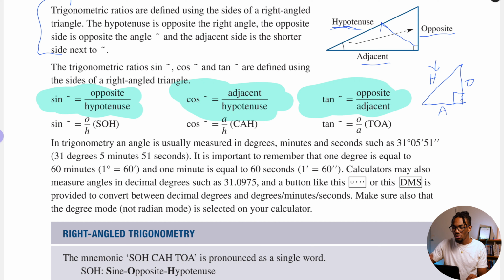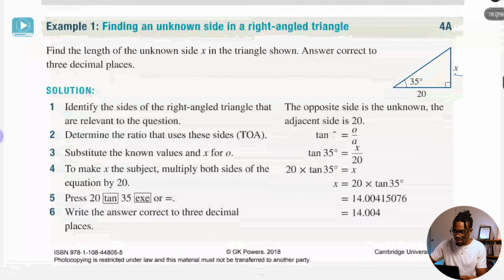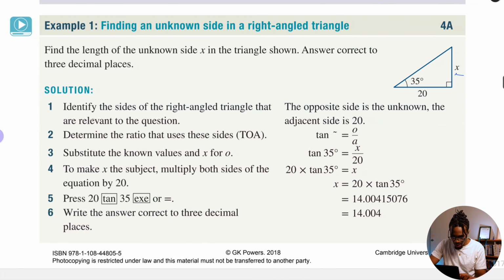So it's opposite the right angle. What about opposite? The opposite side is opposite the angle, right? An adjacent side is the shorter side next to the angle. Okay, that makes sense now. Come back to here. Okay, so we understand, right? Identify the sides in the triangle that are relevant to the question. This is going to be O, A, and H. Okay, so what's relevant is x and 20. So what's relevant is going to be O and A.